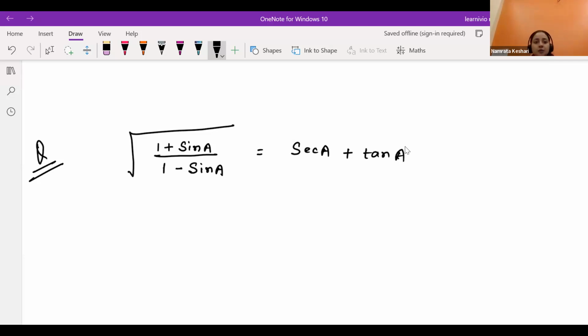Yes, let's continue. So, here also we have to show that the left hand side and right hand side are the same. Okay, let's see how we can do so. If we take the left hand side, this one, 1 plus sin A over 1 minus sin A.